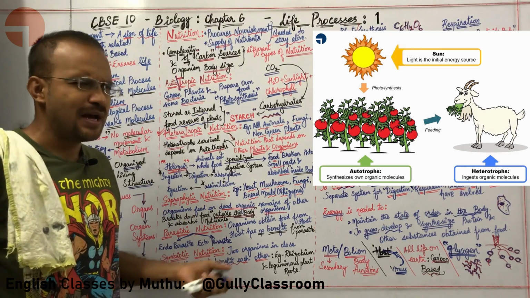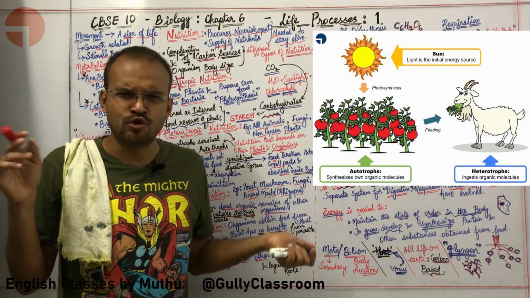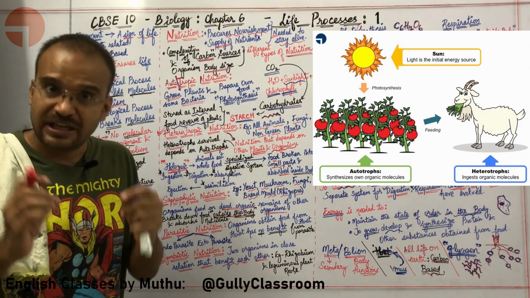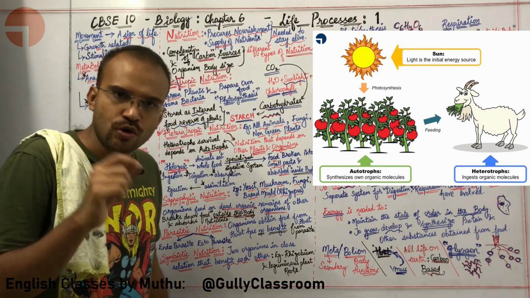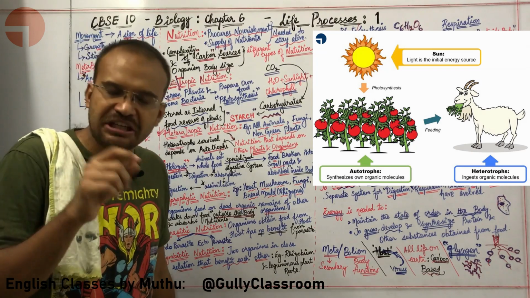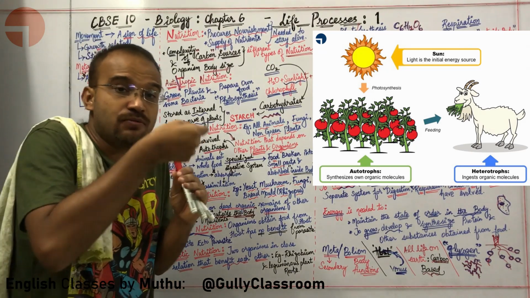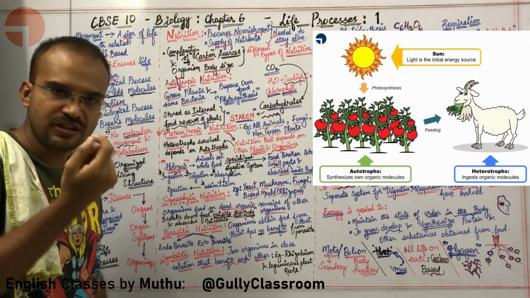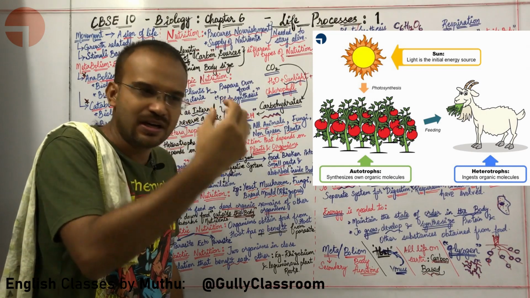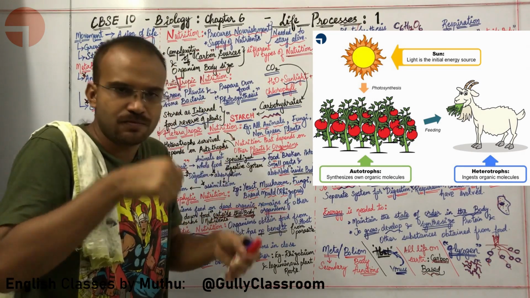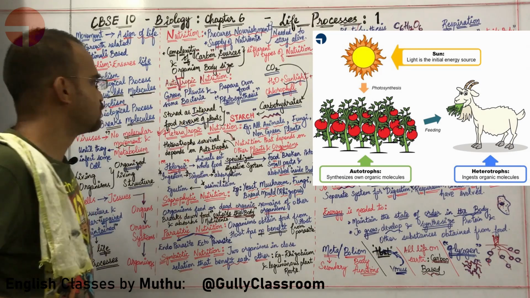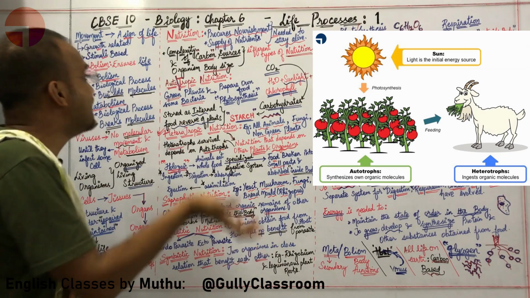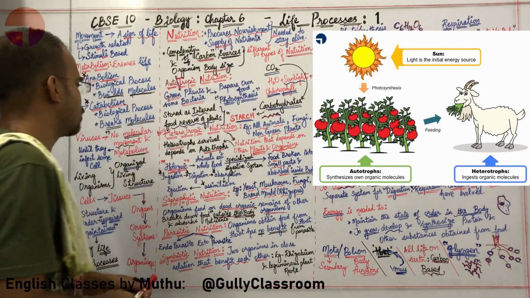Okay, you might tell me, sir, I rarely eat plants. I always consume non-vegetarian, right? Okay, I love non-vegetarian. That is fine. But remember something. The non-vegetarian that you are going to eat, the chicken, the mutton, the goat and the hen, had their food from autotrophs. So basically all heterotrophs get their energy directly or indirectly from autotrophs.